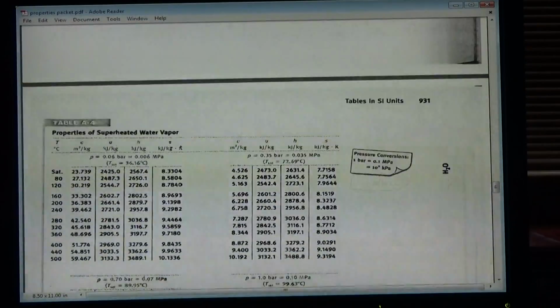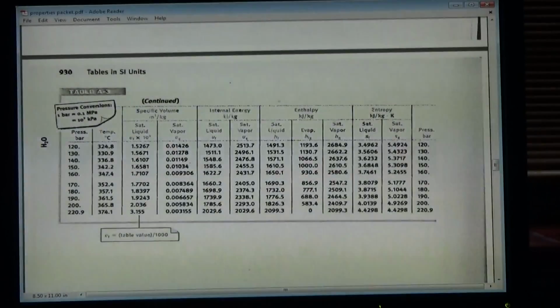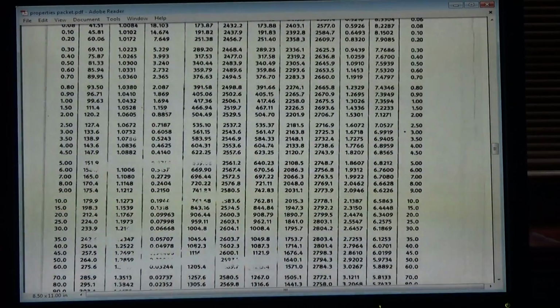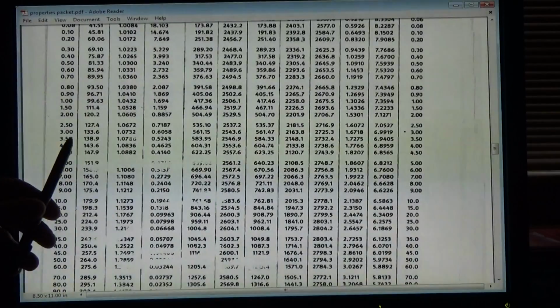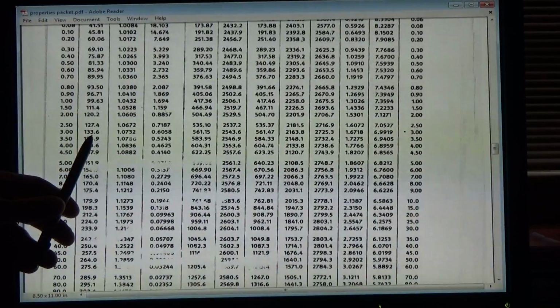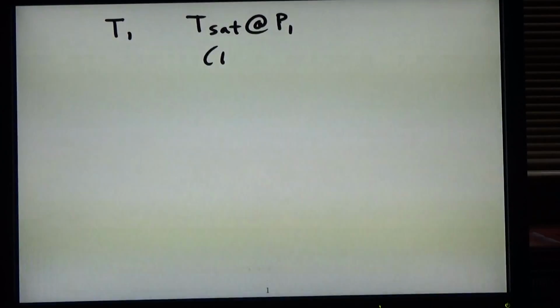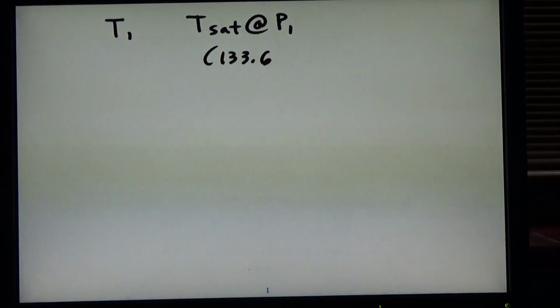So I'm going to go up into table A3 and look for the 3 bar, and see what our saturation temperature is at 3 bar. At 3 bar, the saturation temperature is 133.6. Our temperature is 15, so it's much less than the saturation temperature. This means state 1 is subcooled.